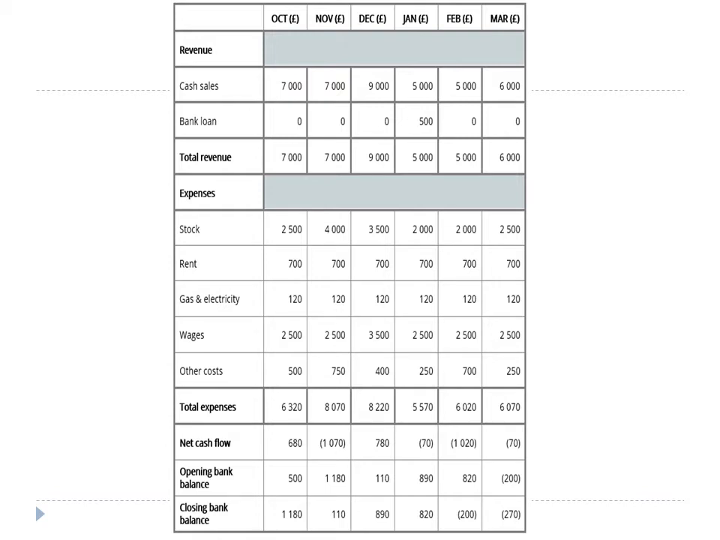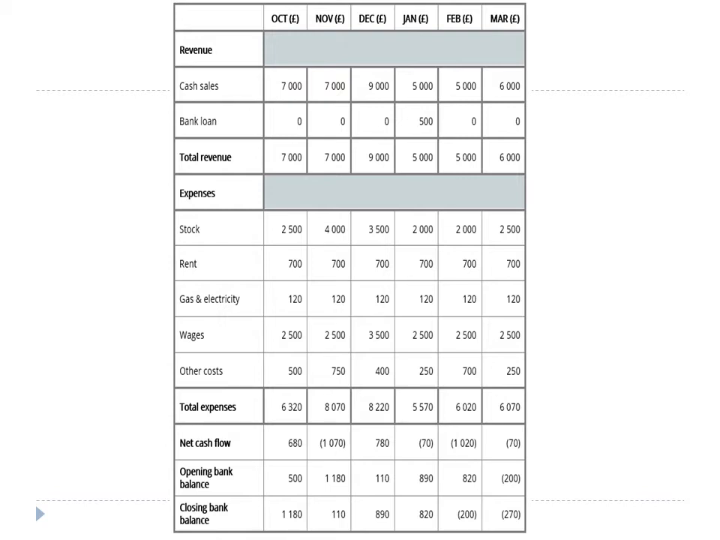If we consider the closing bank balance on all these months, it starts out quite healthy, then drops down significantly, then raises quite a lot, but then at the end of the 6 months we are 270 in the red, so we are basically at minus 270. So there are things that we need to think about in order to address this situation. We can do a multitude of things.